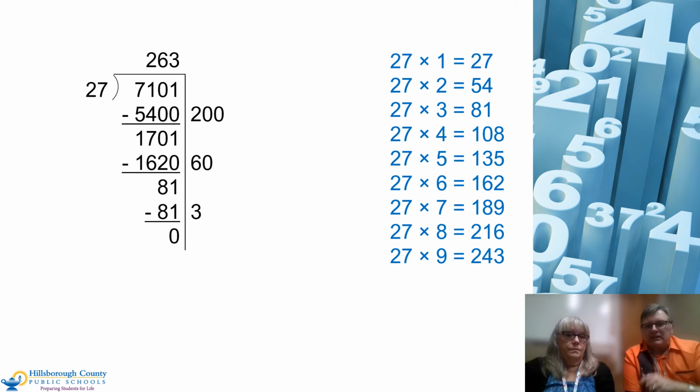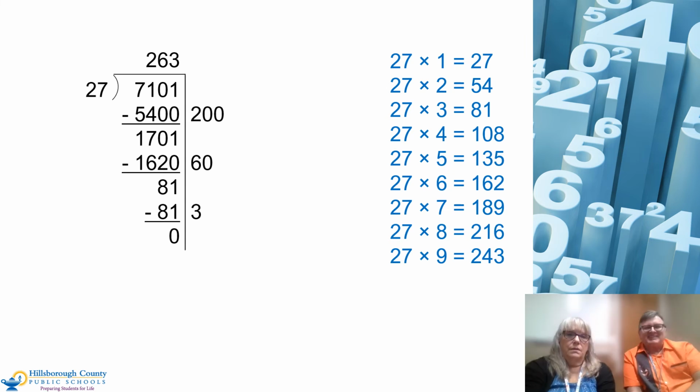And multiplication. But if I know that 27 times 2 is 54, then I know that 27 times 200, which I see in that traditional algorithm, is 5,400. I see that there. Correct. In this partial quotients model, you can see that we've taken 200 groups of 27, 60 groups of 27, and 3 groups of 27.